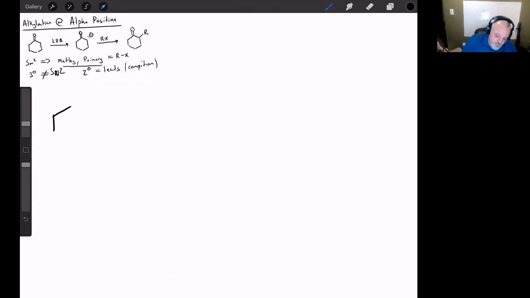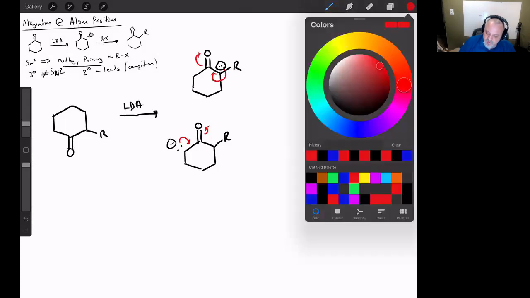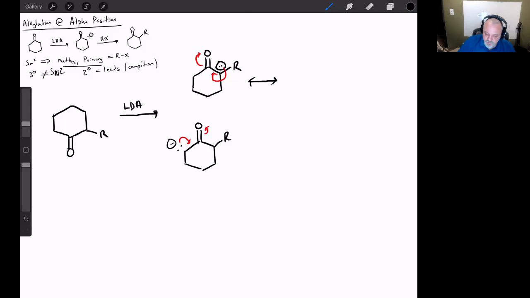Well, what if we're going to do this same reaction where there's already an R group? And so that leaves two possibilities for our LDA application. I can form an enolate ion in the location where the first R group is already in place, or I can form an enolate ion at the other alpha position. And so what I want to do is look at their resonance structures, because the resonance structures will actually help me understand which one of these is more stable.